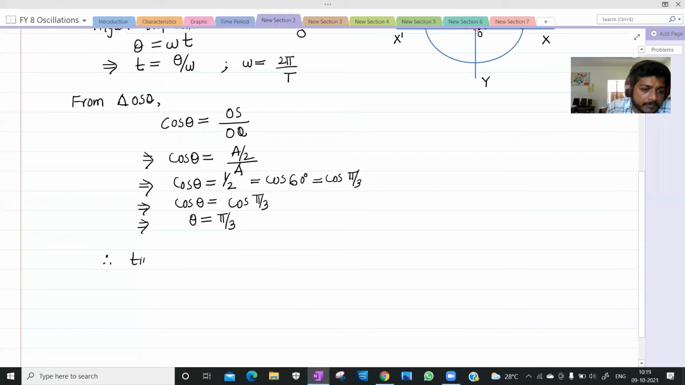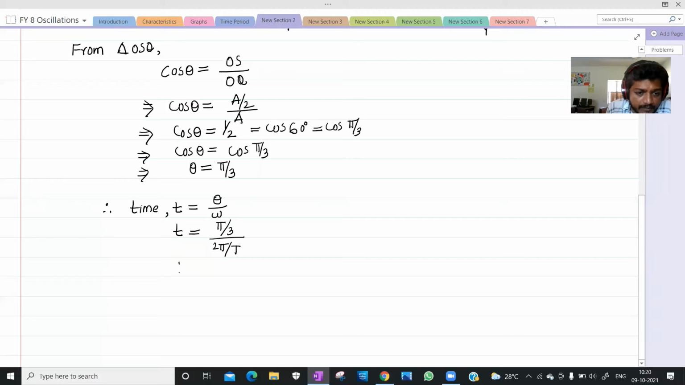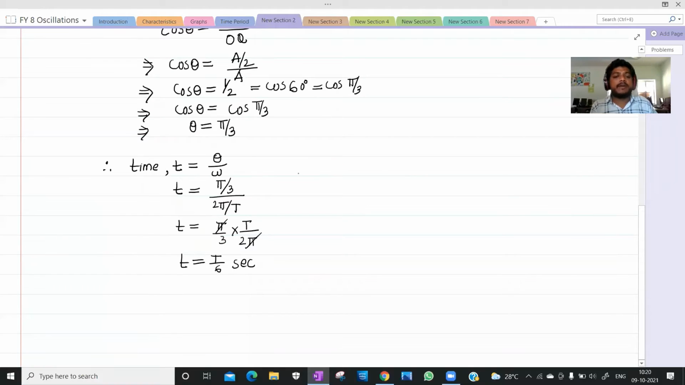Therefore, the time taken to travel the particle from y equals A to y equals A by 2, that is t, is theta by omega. Theta is pi by 3 and omega is 2 pi by T. So t equals pi by 3 into T by 2 pi. Pi gets cancelled. t equals T by 6 seconds.